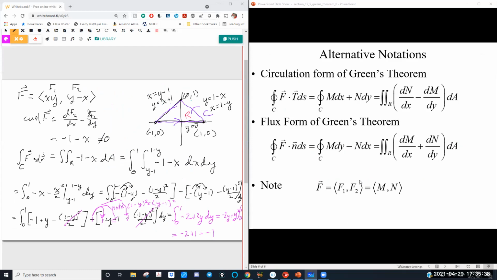So notation-wise, here's the notation that you're going to see. Circulation form of Green's theorem. Now, we've been doing the F dot dr, which is also true. But here's another way of thinking of it. You're dotting the vector field with the tangential component of motion. You saw this form in the video, M dx plus N dy. And that's our double integral of the curl. So this is for line integrals. All right.